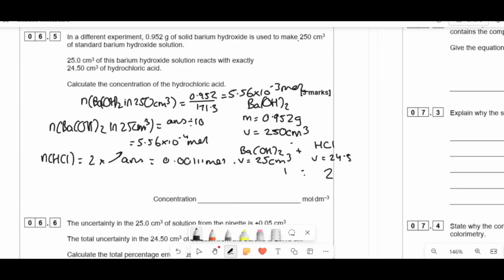Now it's saying you want to find the concentration of it. C equals n over V. So therefore, the concentration of the HCl is going to be its moles, 0.00111, divided by its volume, which we've established here and written very nicely, 24.5 over 1,000 because you remember to convert them. And that should be 0.045 moles per decimeter cubed.